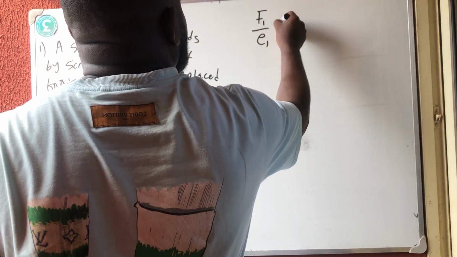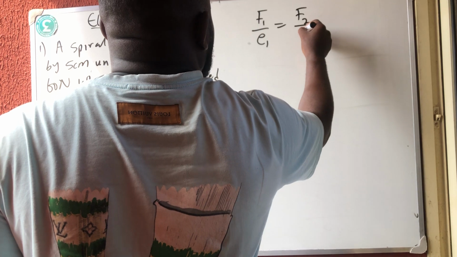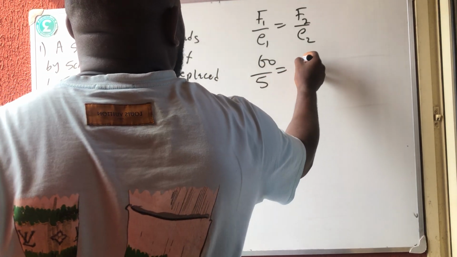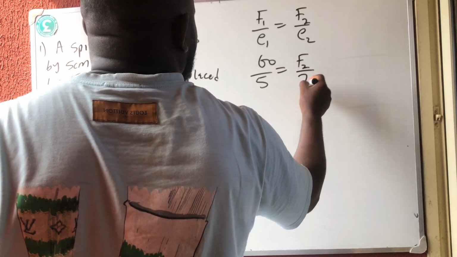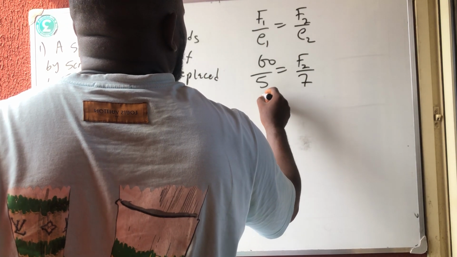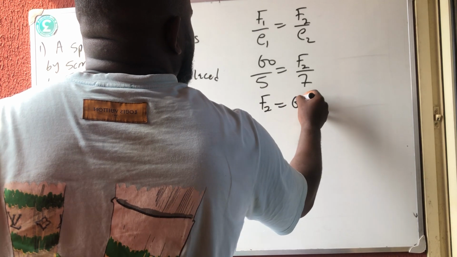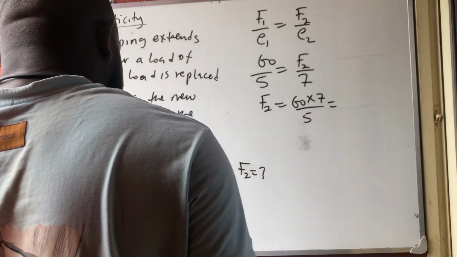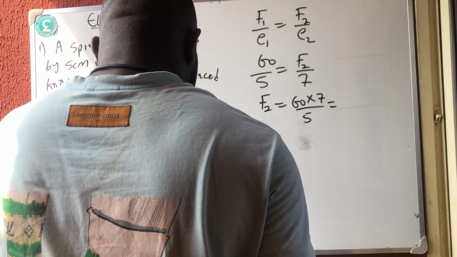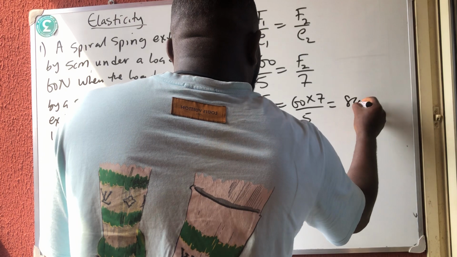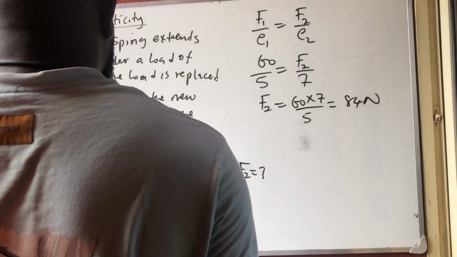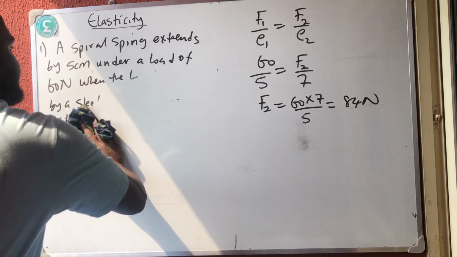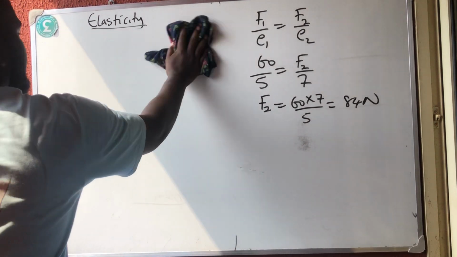We know that F1 over E1 is equal to F2 over E2. So let us substitute: 60 over 5 is equal to F2 over 7. Let's cross multiply. F2 is equal to 60 times 7 divided by 5. You are going to have 84 Newton. As simple as that. So let's take the next question. It's very simple. This is the simplest topic you can do in physics.